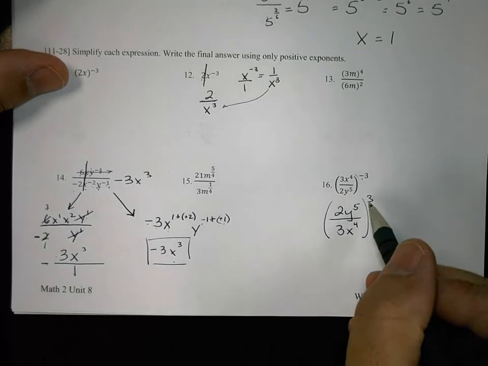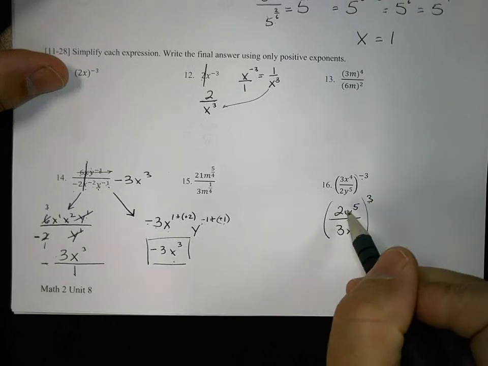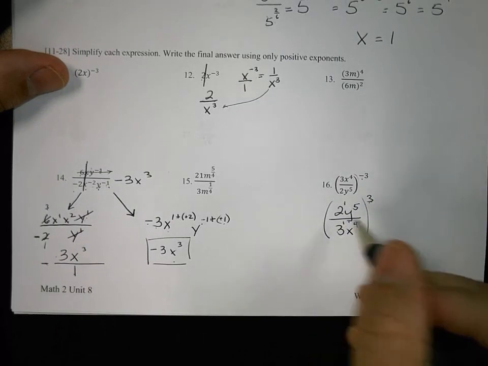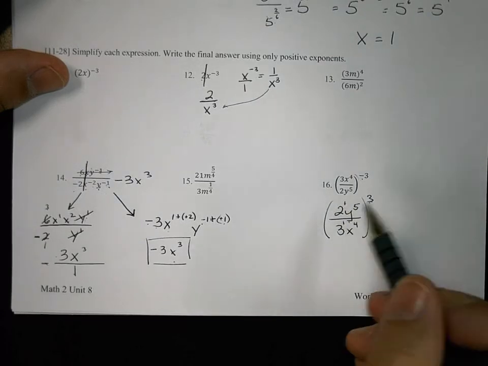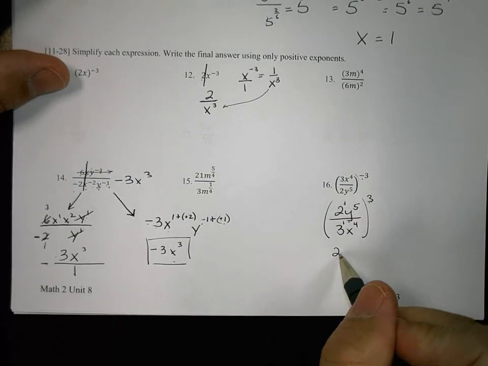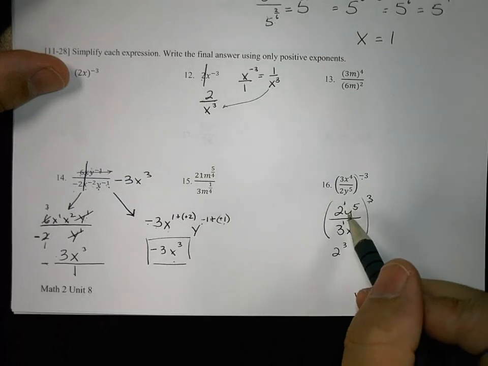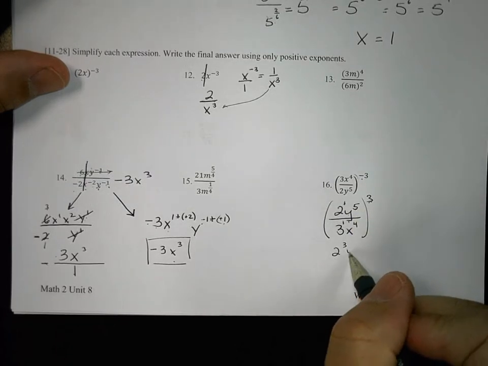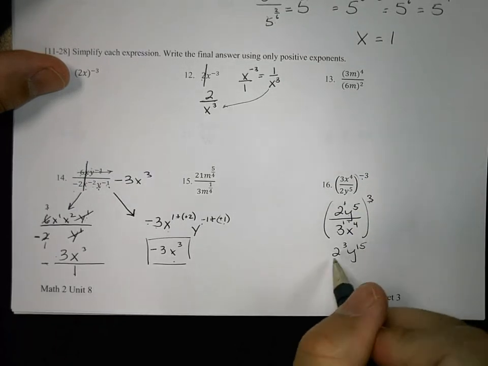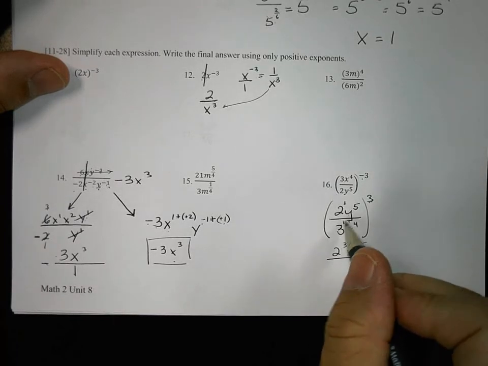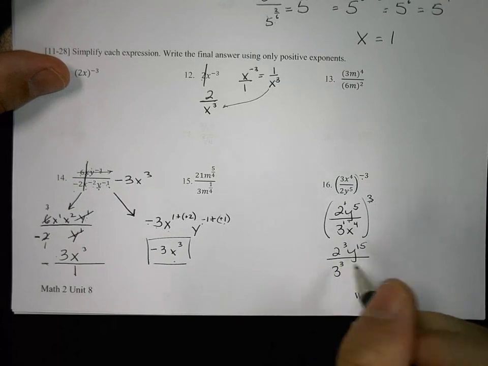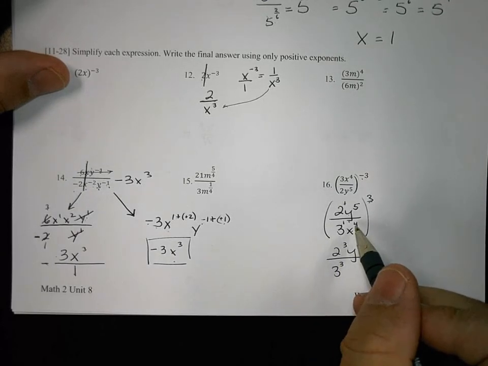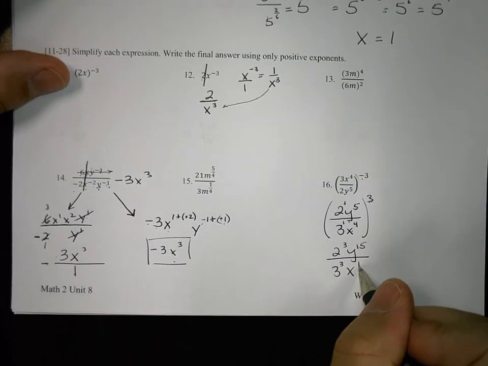All right, so remember, when we have exponents on the inside and exponents on the outside, it's almost like distributive property. Everything on the inside gets raised to that. So we have 2 to the first and 3 to the first. So it's 2 to the 1 times 3, which is 2 to the third. Y to the 5 times 3, which is y to the 15th. All over 3 to the first times 3, which is 3 to the third. And x to the 4th, 4 times 3 is 12, so it's x to the 12th.